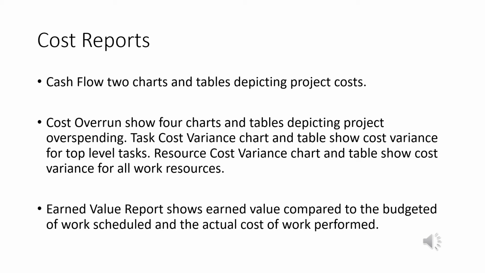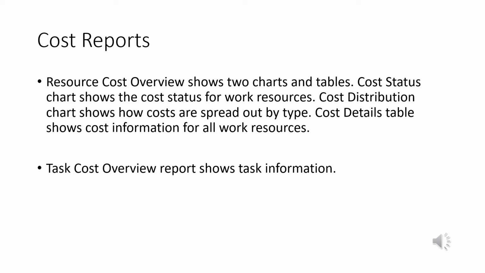Then earned value report. I remember we talked about that in a previous lesson. Are you getting the bang for your buck? So this is how much work you got, this is how much you spent on it. Are you doing as well as you think you need to be doing? The resource costs overview just tells you how much you're spending on all your resources, right? And it breaks it down by that. Task cost overview shows how much your individual tasks cost. So you've got it breaking it down by resource or by task.